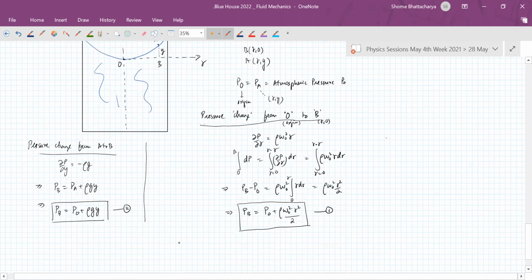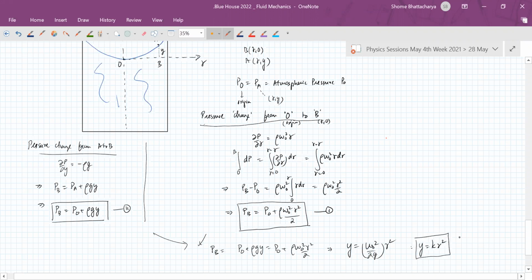So now when we compare equation 1 and 2, you can see how the radial coordinate and the vertical coordinate are related for point A, because equating the pressures at B for both of them, P naught plus rho G y is equal to P naught plus rho omega square R square by 2. So P naught cancels out, and you can write y is equal to omega square by 2G into R square, or y is equal to some constant into R square. This is the equation of the surface, that is, y versus R for the surface.